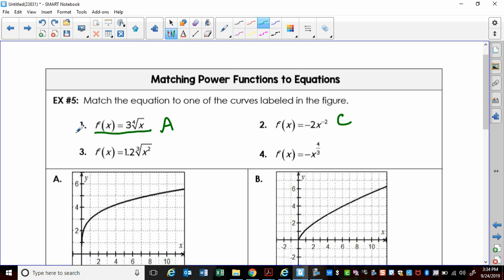I want you guys to tell me what 3 and 4 are. Which one is B and which one is D?